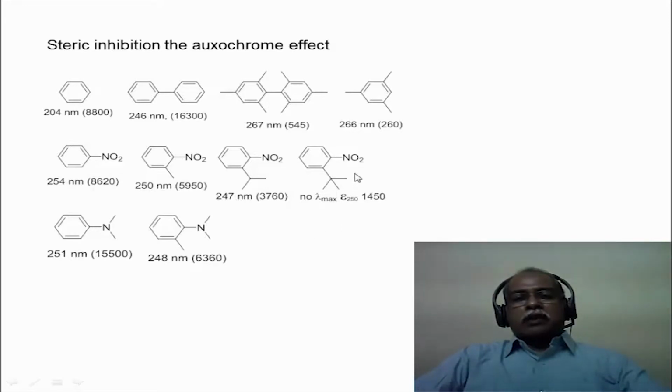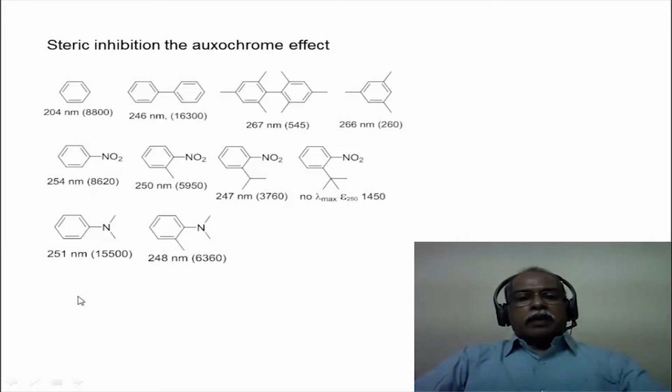When you have a tertiary butyl group, finally, it is not even seen as a lambda max. It appears as a shoulder in the 200 nanometer band, and the epsilon value considerably decreases from 3660 to 1450 or so at the 250 nanometer range of this particular spectrum.